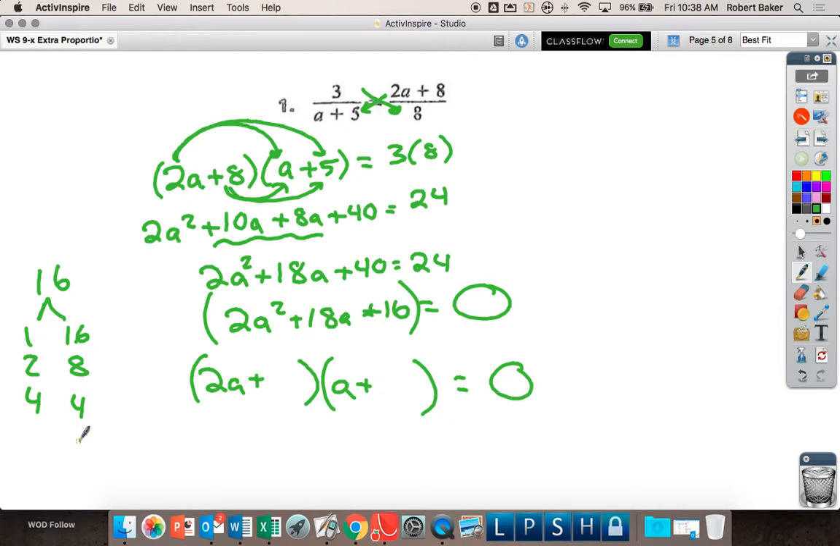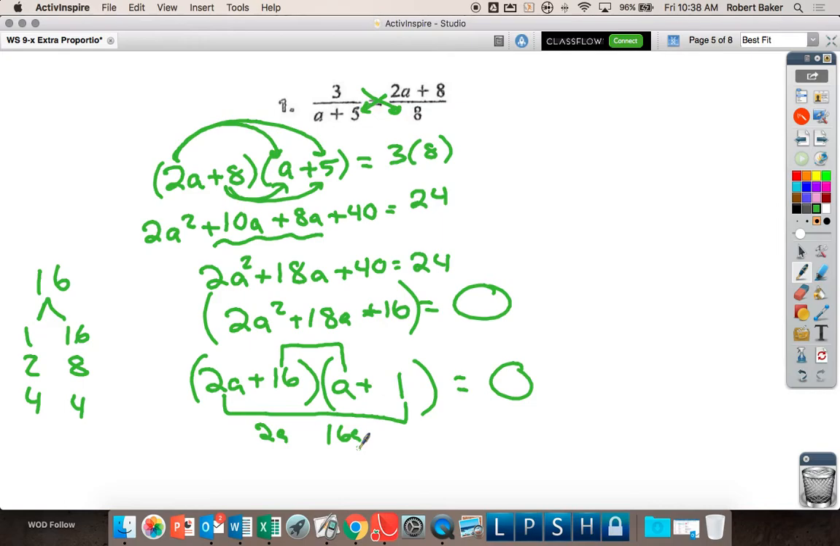You said 1 and 16. Let's try that. Now we have an ultimate decision: 1 and 16 or 16 and 1. 16 and 1. So if I do this, 2a. Does 16 times 1 equal 16? Yes. And now I have to verify this middle number. When I add these together, they have to equal 18. So 2a times 1 is 2a, 16 times a is 16a. These two add up to 18. So those are my two factors.